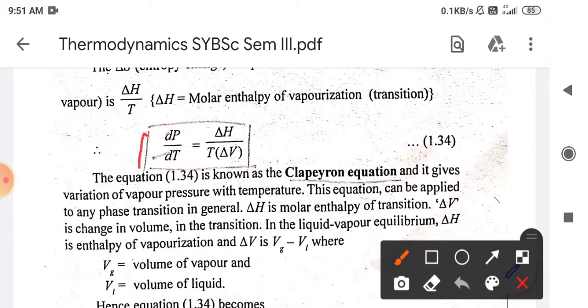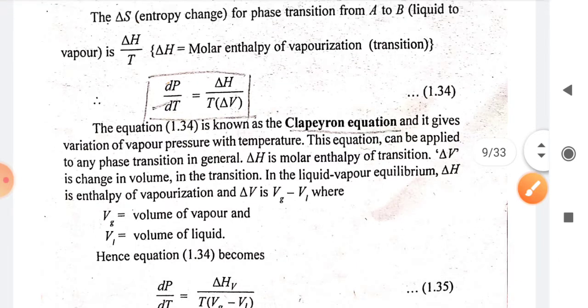So finally we can say that dP upon dT comes out to be delta H upon T delta V. This is the famous equation known as the Clapeyron equation, and it gives the variation of vapor pressure of the liquid-vapor phase with the temperature. Okay, so this equation can be used to study the phase transition, here the phase transition for the liquid and vapors.